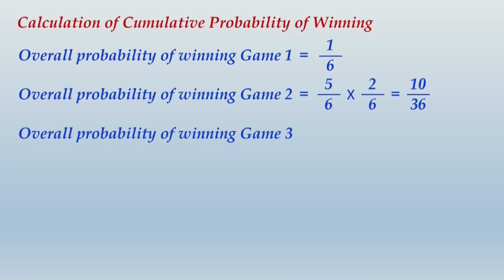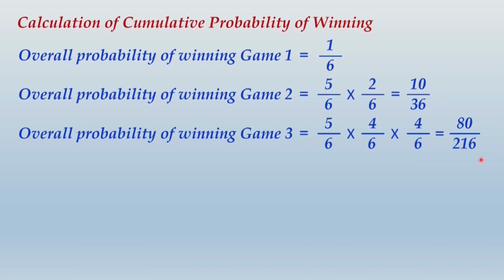Now here, as I have explained, how will you reach the point of game 3? The gambler will have to lose game 1, she will have to lose game 2, and she will have to win game 3. So the probability of losing game 1 is 5 by 6. Probability of losing game 2 will be 4 by 6, because probability of winning game 2 was 2 by 6. Probability of losing game 2 will be 4 by 6. So 5 by 6 into 4 by 6 into the probability of winning game 3, which itself is 4 by 6. So 5 by 6 into 4 by 6 into 4 by 6, the outcome is 80 by 216.